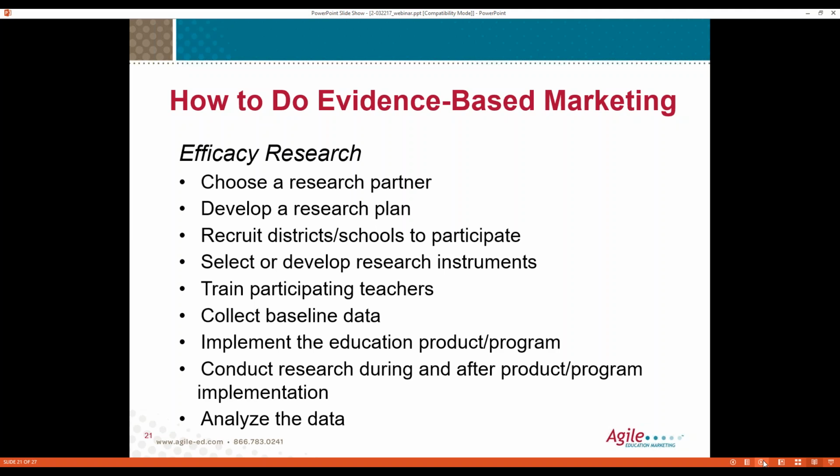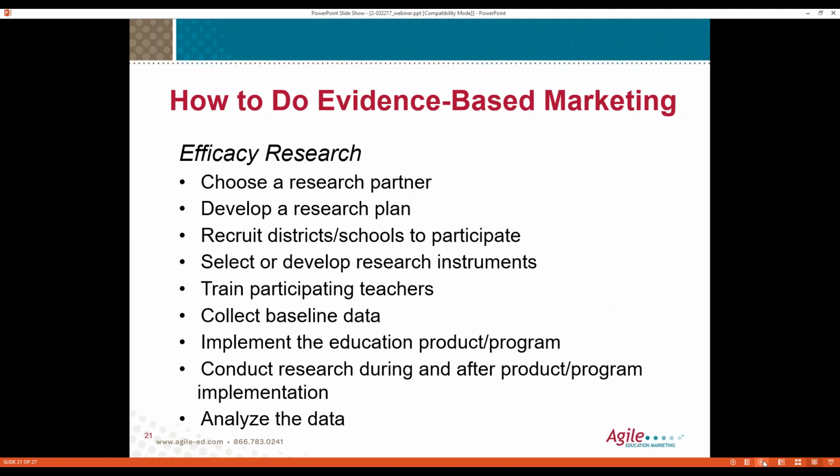I mean, financial constraints are real. I think Jay mentioned fidelity of implementation. I think that's one of the most important things, that you have a model for how your product should be used and be sure that the teachers are using it that way. And, whatever you can do, again, is better than nothing.